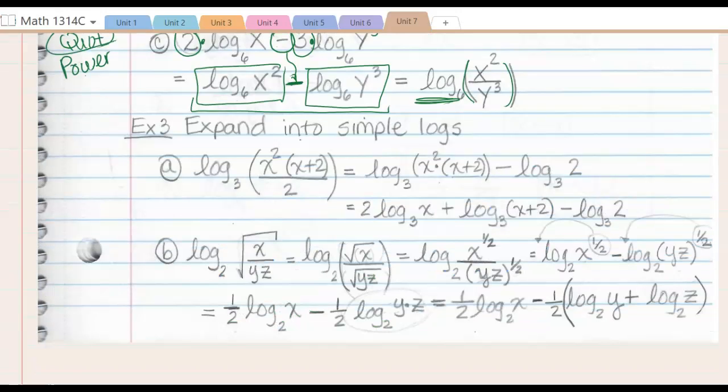For example number 3, our job is to expand into simple logs. And what they mean by simple logs is just log of the base of one little thing. So in other words, we're just doing the opposite of what we did for example number 2.